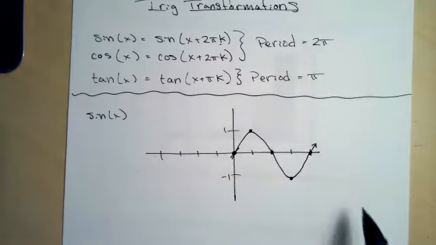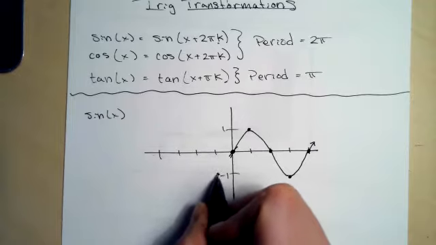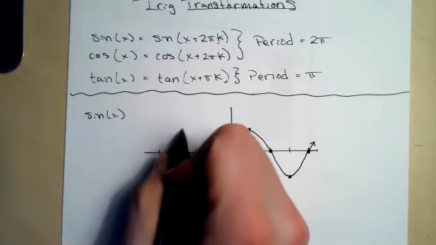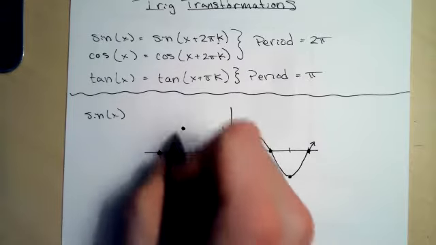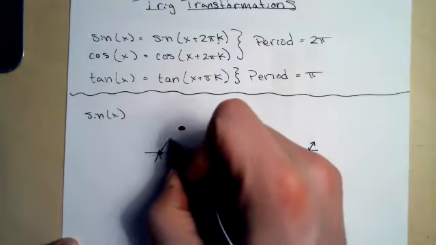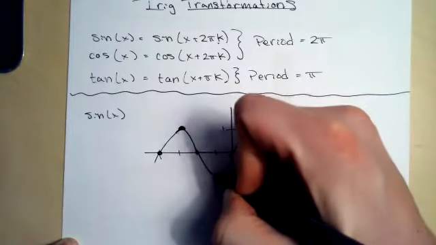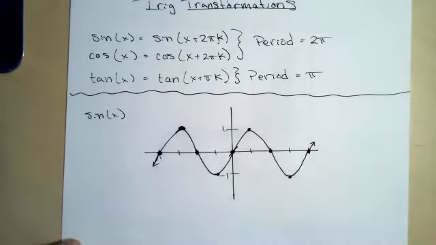Likewise, we do the same thing on the left, except now we're going downward. So from the midline, we go down to a valley, back up to the midline, up to a peak, back to the midline. That one should be over to the left a little bit. And then connect the dots. And that's sine.